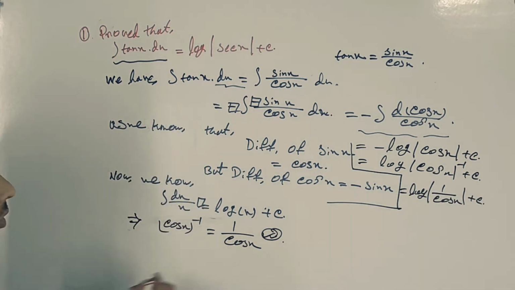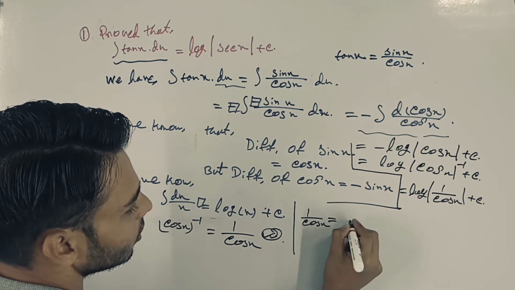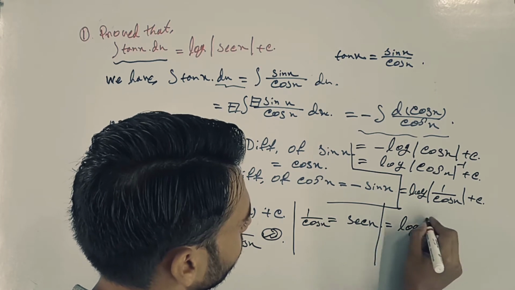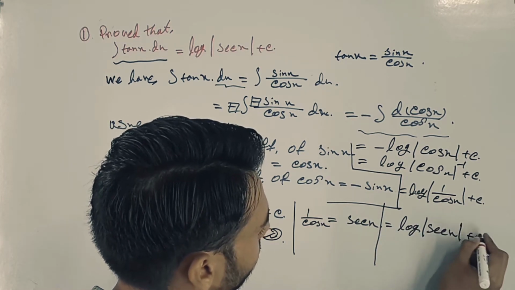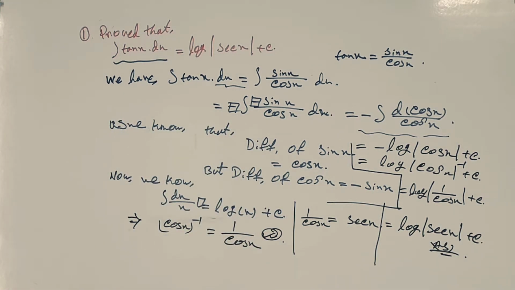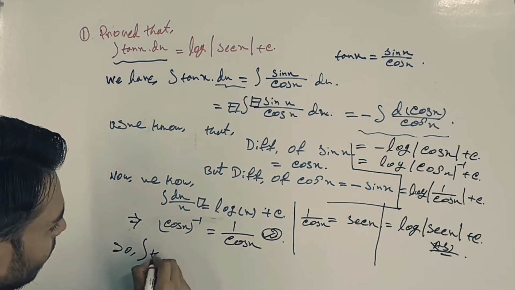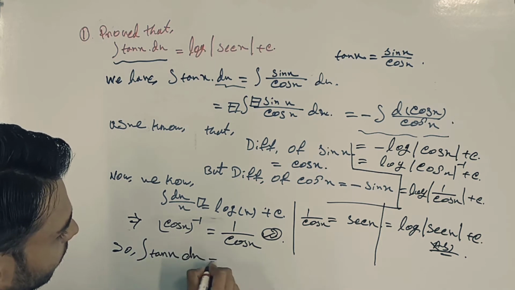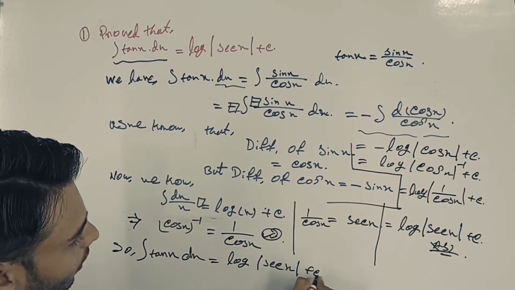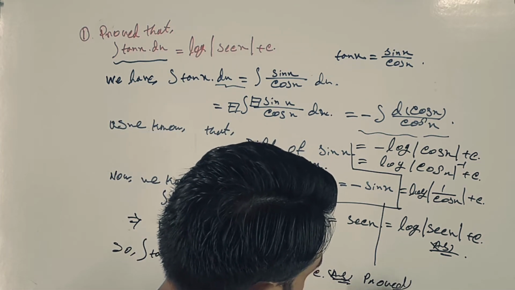Now we also write that 1 by cos x equals sec x. That's very easy. So now log of sec x plus c is the answer, and it also proves the question. So I also write the question: integrating tan x dx equals log of sec x plus c, and it's the answer and also the proof of the first part.